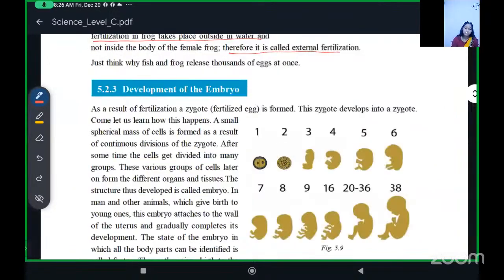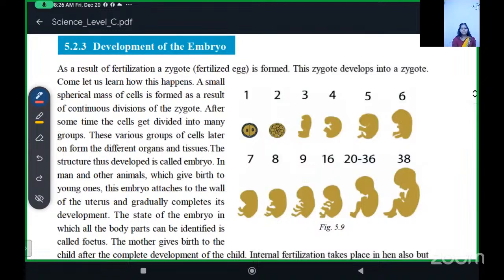Now next is the development of the embryo. As a result of fertilization, a zygote or fertilized egg is formed, and this zygote develops into an embryo. A small spherical mass of cells is formed as a result of continuous divisions of the zygote. After some time, the cells get divided into many groups. The various groups of cells later on form different organs and tissues. The structure thus developed is called an embryo.